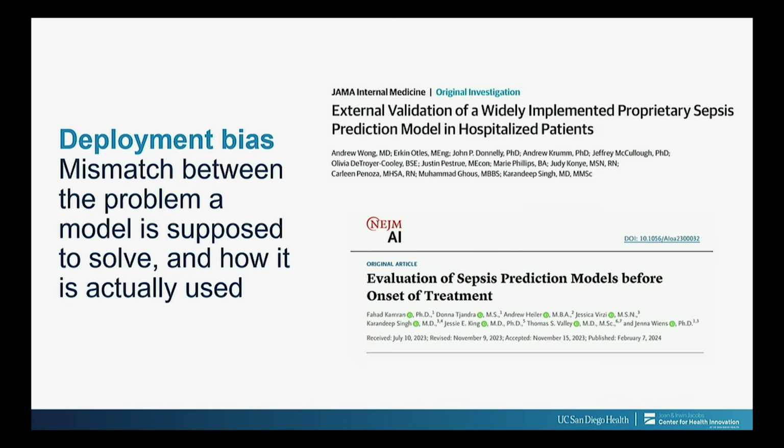They have locally fine-tuned it, which is another issue that we found with model generalizability across different centers. We have some work under review right now looking at the new model versus the original model. But these are really pragmatic things you can look at. And I think this is an example of deployment bias.